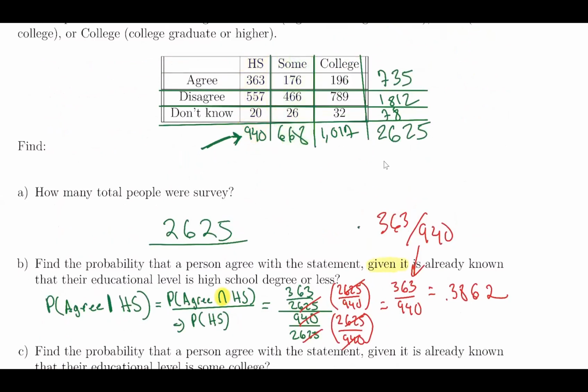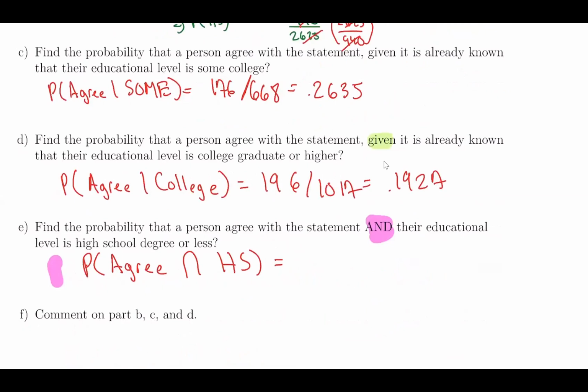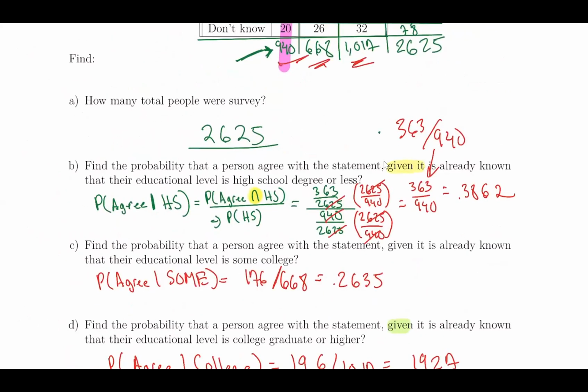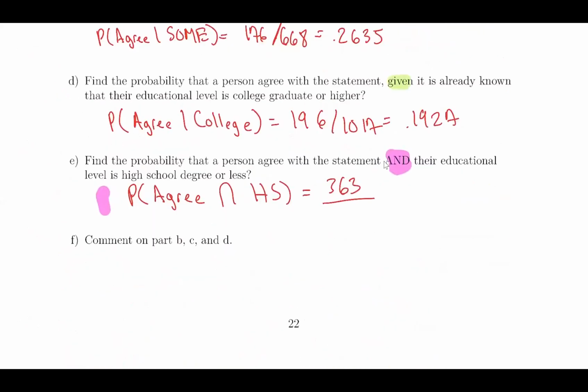So we want people who agree with the statement and have a high school degree. So how many people do we have that agree with the statement and have a high school diploma or less? 363. And for the 363, what do we divide it by? Do I divide it by the total or do I divide it by one of these over here? You divide it by the total for this one.